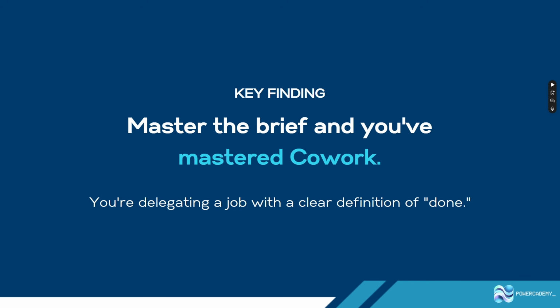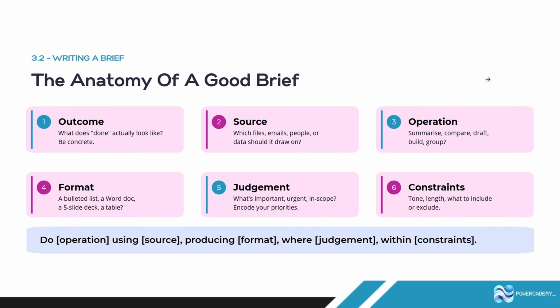So I really want to break down in this lesson the different points that you need to hit within a brief. And don't get me wrong, AI technology is getting better and better, and Cowork will steer correctly. If you've given too vague a brief and it's not specific enough, it will ask you questions to understand a little bit more. But the more specific you can be with your brief, really the better value that you're going to get from Cowork. Now, the anatomy of a good brief really just comes to 6 main points that you need to hit: the outcome, the source, the operation, the format, the judgment, and then the constraints.